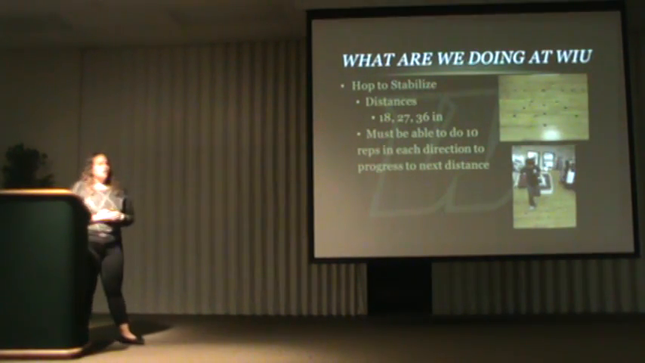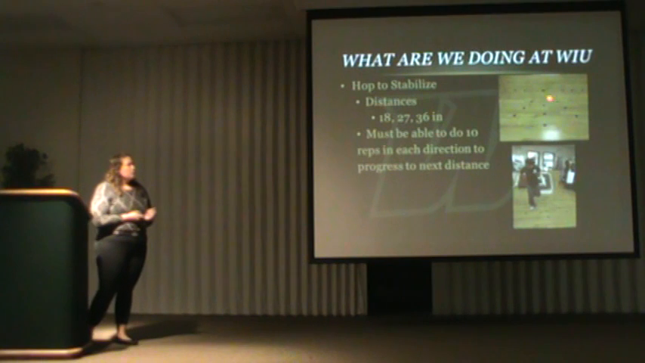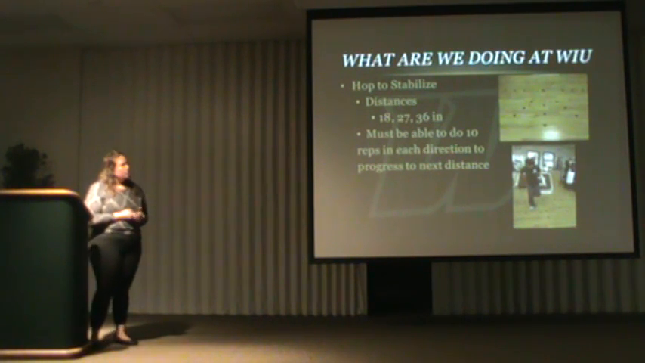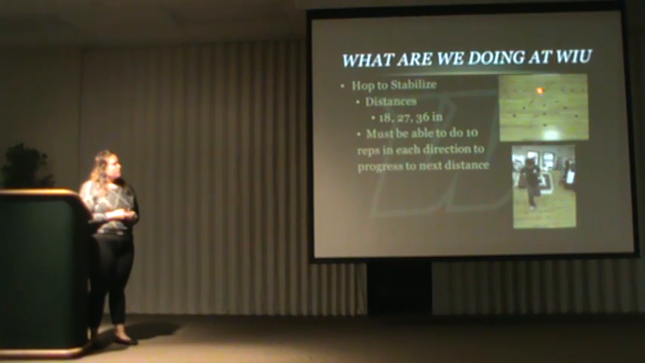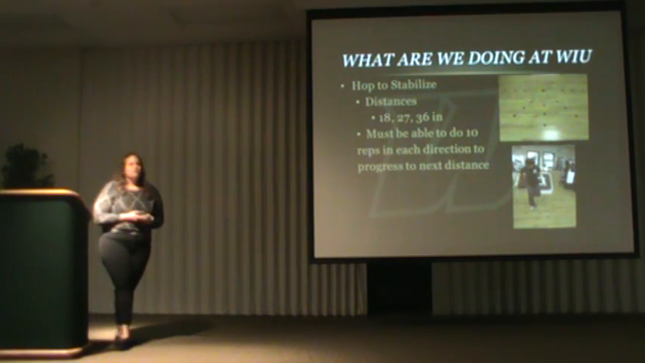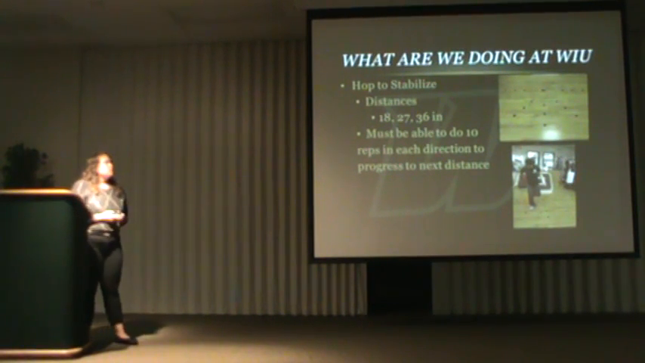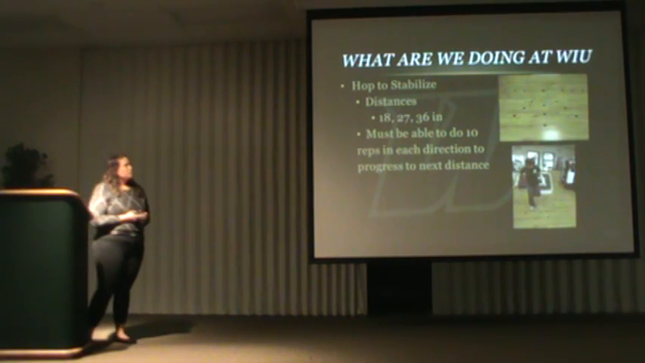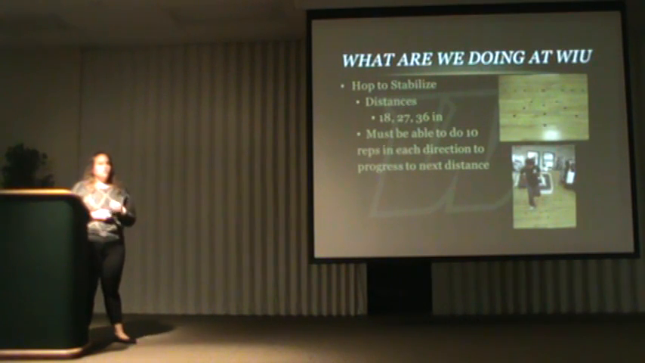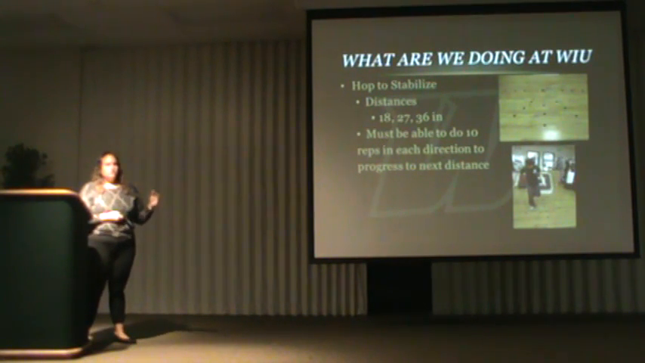The next one is going to be a hop to stabilize. So this is the grid that we use right up here. Here's the central dot that they start at, and then they can hop to all these surrounding dots. The distances are 18, 27, and 36 inches. So we have them start at that central point, hop to where they're going to hop, and then stabilize for a few seconds and hop back. They must do 10 reps in each direction before they can progress to the next distance.